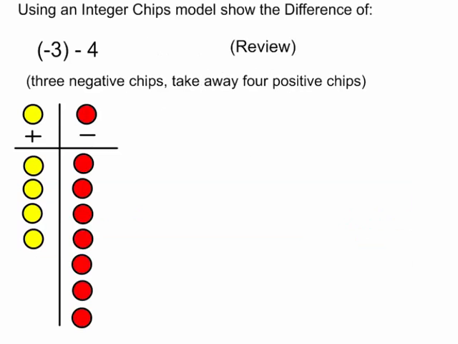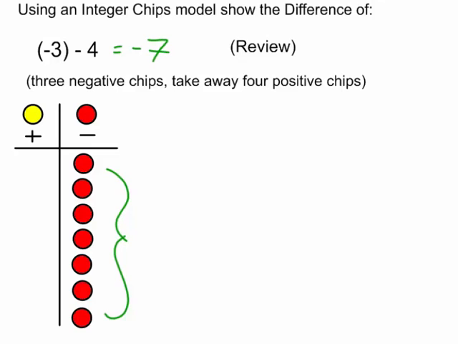We'll get a little bit of a warm-up and review going here. I'm going to use my integer chip model to show -3 take away 4 positives. So I'm starting with 3 negative chips, and I'm going to take away 4 positive chips. I'm going to highlight my 4 positive chips, delete them, and then just count up how many negative chips are left over. I should notice that there is a total of -7. So by taking away the positive chips, I'm actually making the problem more negative. Hence, we ended up with a -7.